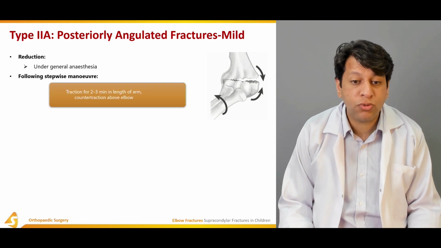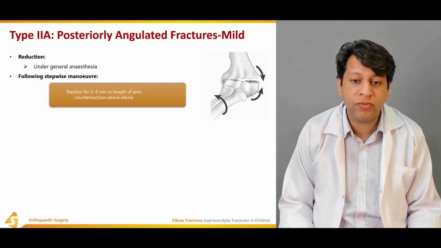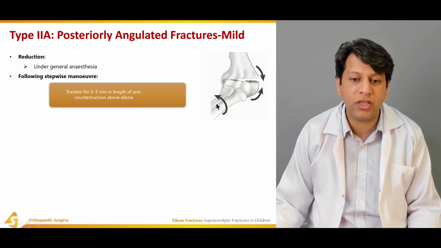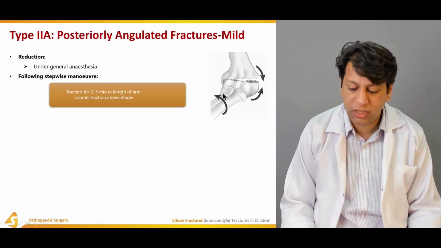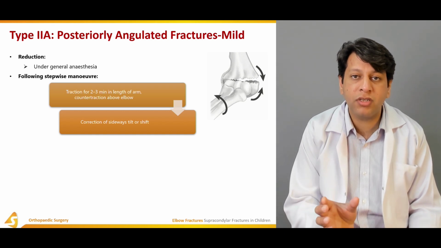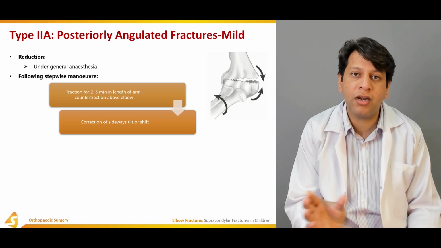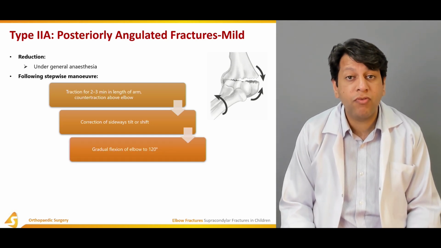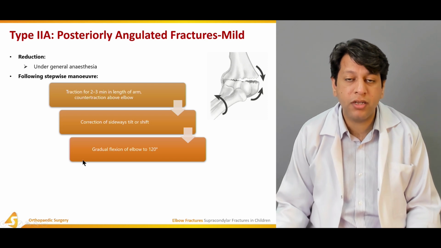But what stepwise maneuver has to be followed? The first is traction for 2 to 3 minutes along the axis of the arm to counter the above-elbow shortening, then correction of sideways tilt and shift. If the distal fragment is translated mediolaterally, then that can be corrected as well. Then is the gradual flexion of the elbow to 120 degrees.